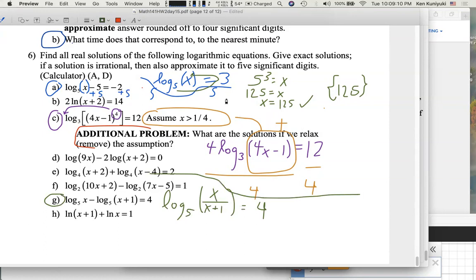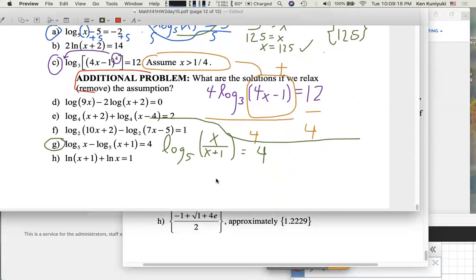Let's proceed. Now I'm going to shrink this a bit because I want captions. So we can do the zigzag now, going to exponential form. 5 to the 4th equals x over x plus 1. Students can use their calculators: 5 to the 4th is 25 squared, or 625.